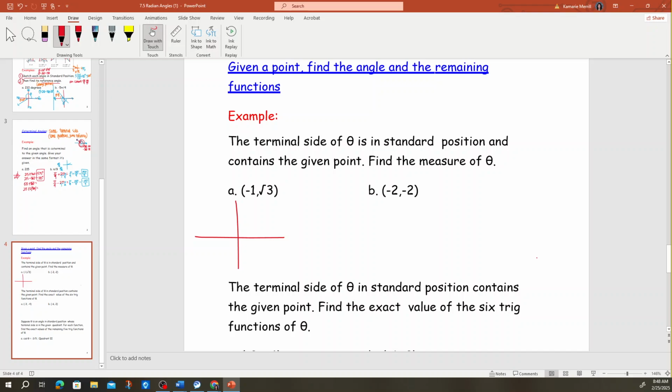Okay, so, let's finish this one. What quadrant does -1 root 3 fall within?